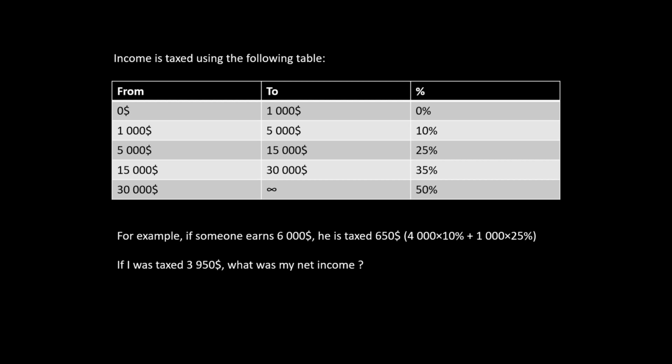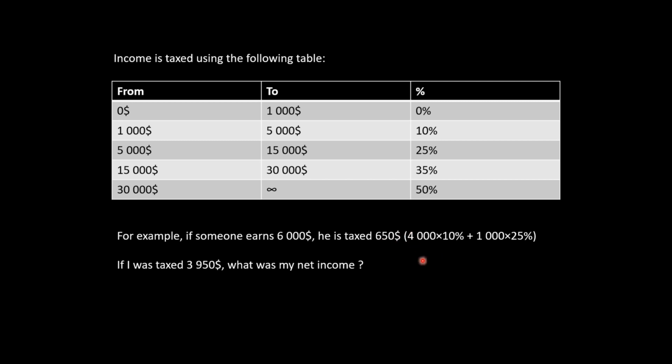Hi, today we will solve a tax-related problem using a progressive taxation system. So here is a table of such a system. In that table, we can see that the first range goes from $0 to $1,000, and it would be taxed at 0%. The next range goes from $1,000 to $5,000 and is taxed at 10%, etc. So with an example for $6,000, we can see that it would be taxed $650.